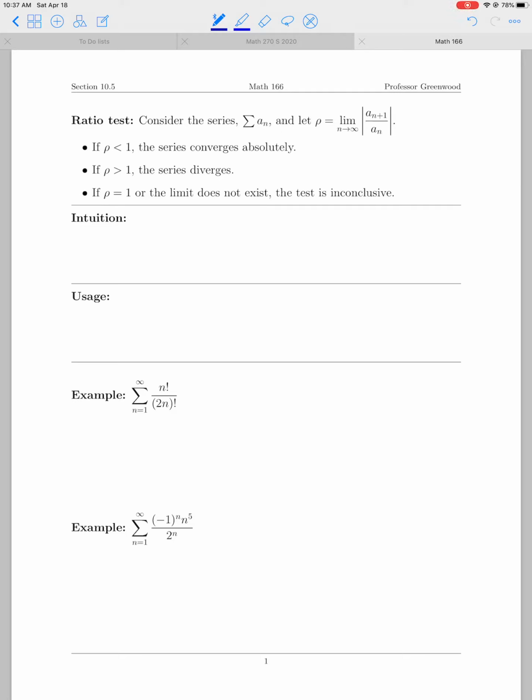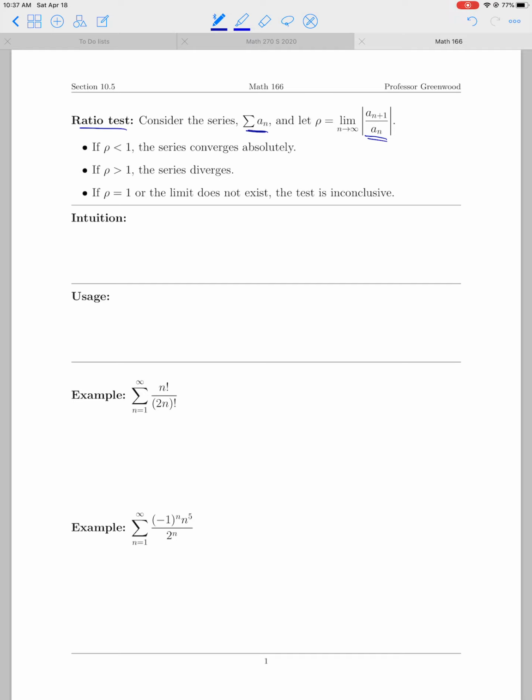Today we're going to talk about two more convergence tests, and typically they're ones that are easy to apply. First is the ratio test, and we're going to consider the series a sub n, and we want to figure out whether it converges or not. In order to do that, we're going to look at this ratio of consecutive terms and take the limit, and we'll call that limit rho.